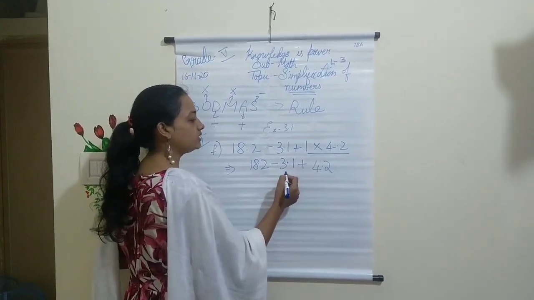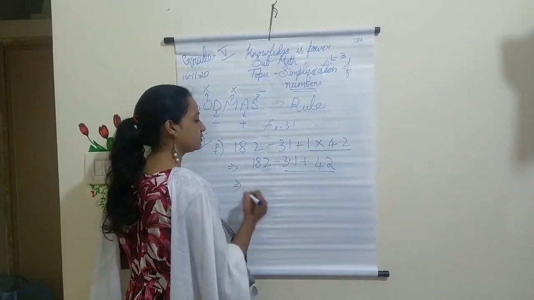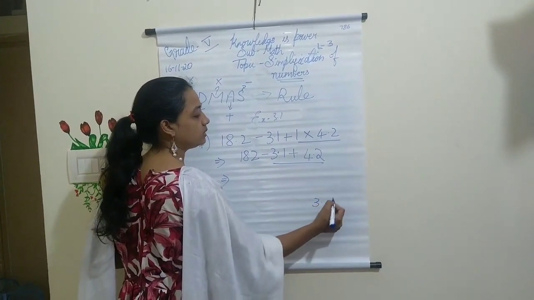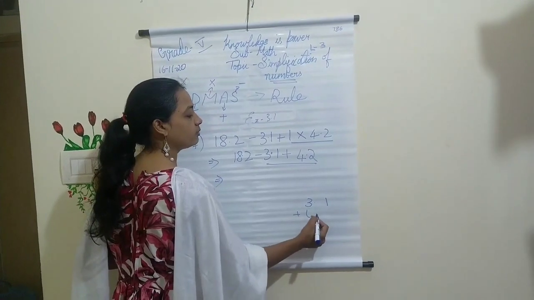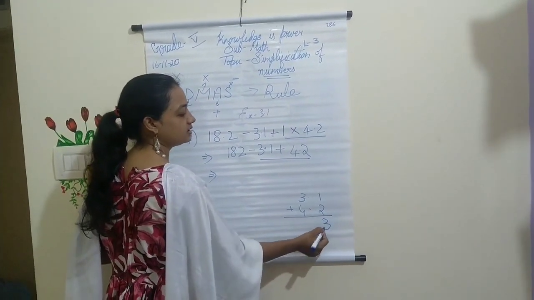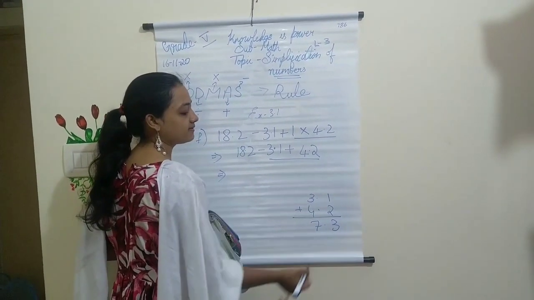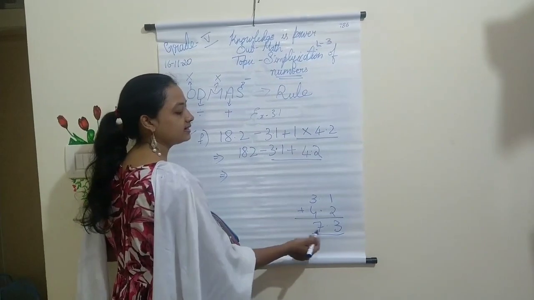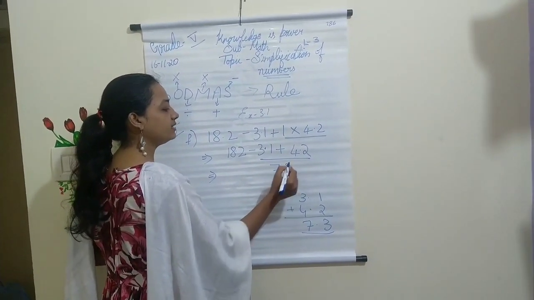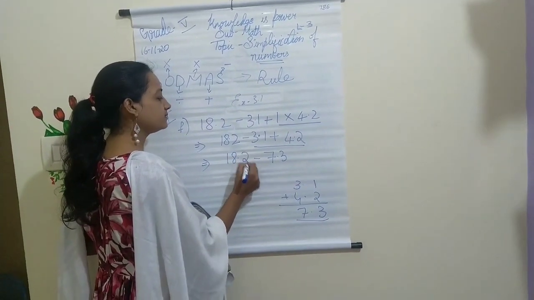The next operation I should take is addition. So what is the answer for this? 3.1 plus 4.2. 2 plus 1 is 3. 3 plus 4 is 7. The answer is 7.3. So I write 7.3, and write the next leftover number.